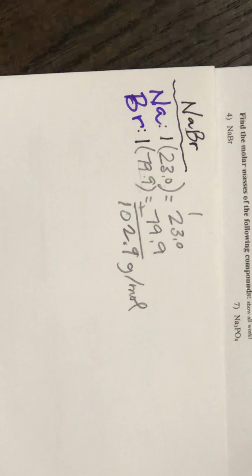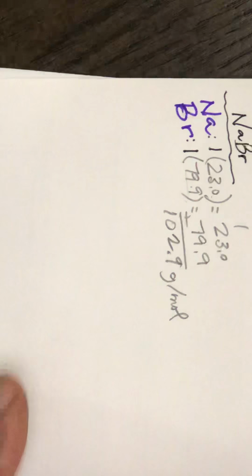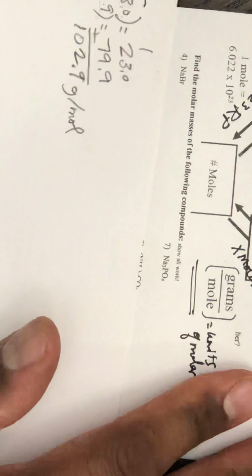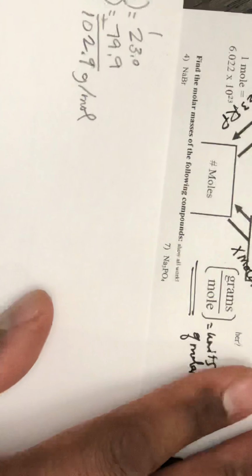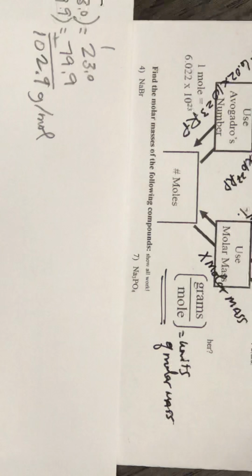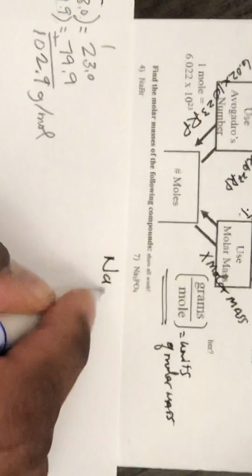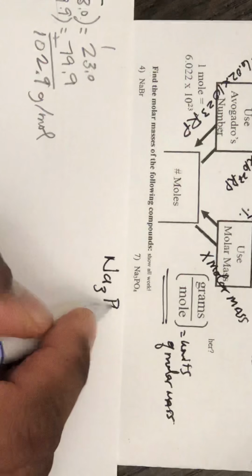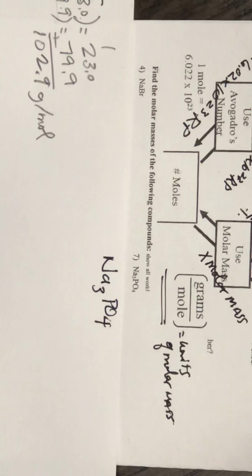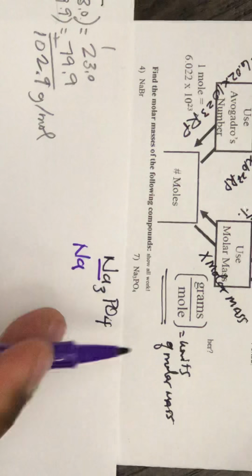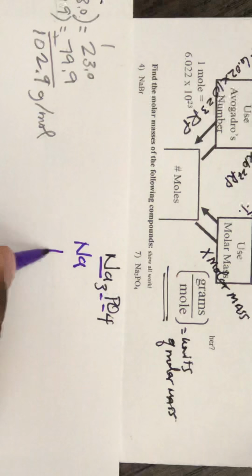How about number 7? Let's go to number 7. I'll do the first two since they're up there on the top. So that was number 4. How about we do number 7 now? Okay, so number 7, make sure you're writing this down on your sheet of paper. For number 7, it's going to be Na3PO4, sodium phosphate. Again, we're going to separate all the atoms, so you have Na, P, and O.